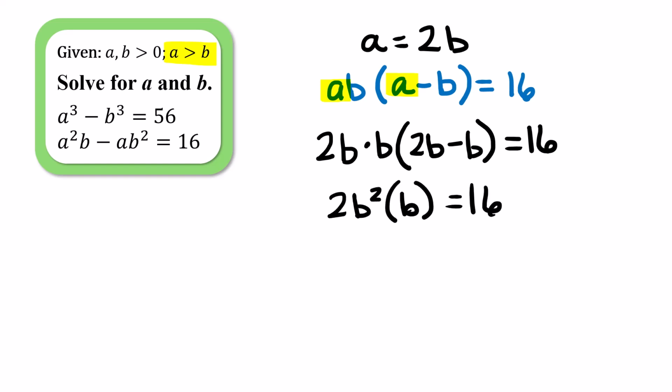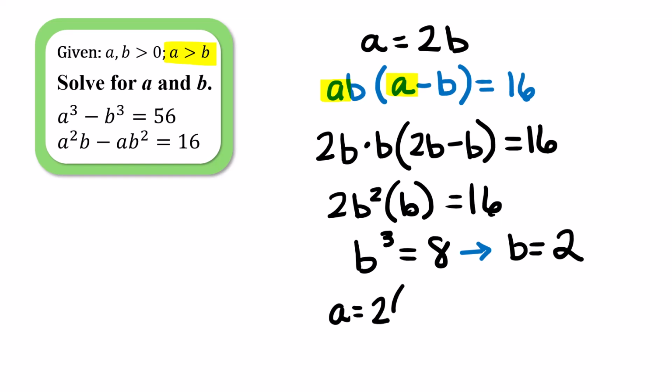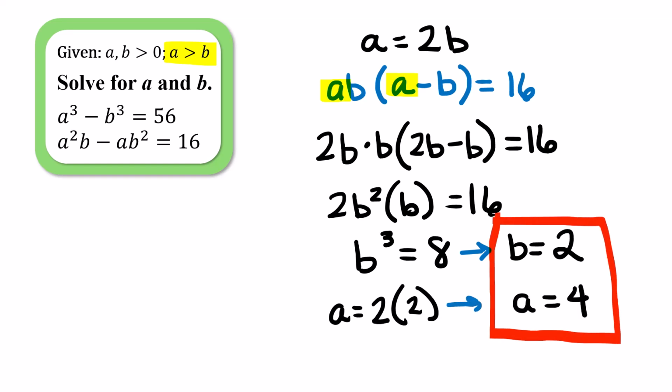I'm going to do a couple things at the same time because I can divide both sides by 2. That's going to turn the 16 into an 8. So I've got b cubed equals 8. And since I know b is positive, because it says so right here, b equals positive 2. Oh, a equals 2 times b, a equals 4, and I'm done.